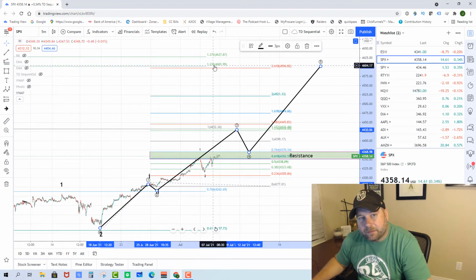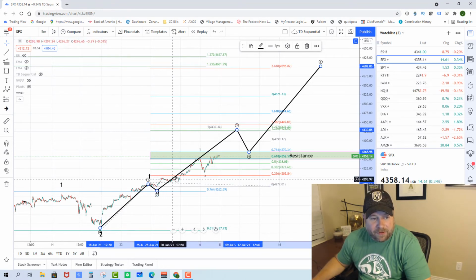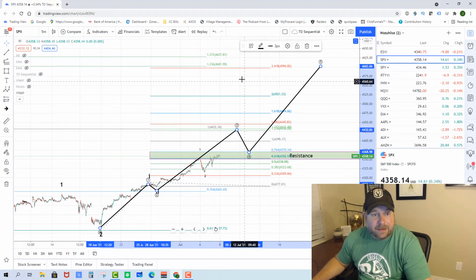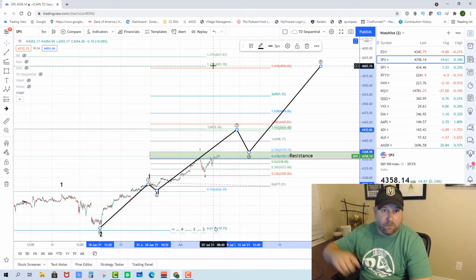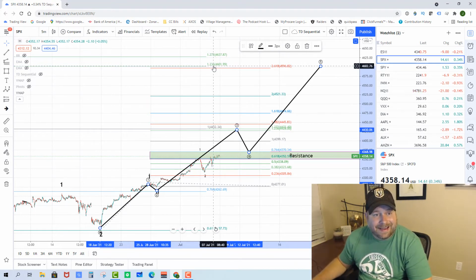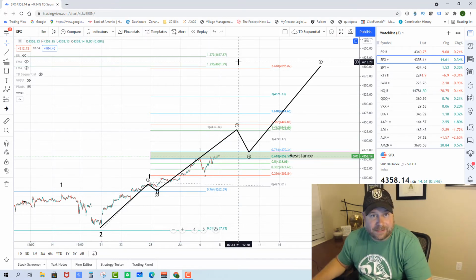So how do we get this fib? Okay, what we did is we have a larger degree wave. We measured to find out the target of this wave right here, from 2 to 3. That's what we measured to find that target. It's a smaller degree. To find this target up here at 4600, we had to zoom out and measure a much larger degree wave 1-2 setup. And that gave us this 1.236 and 1.272 target around 4600.